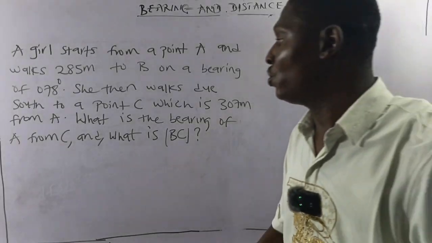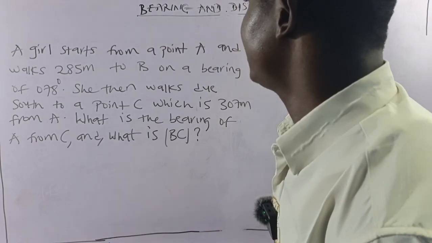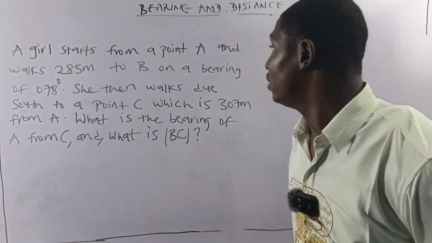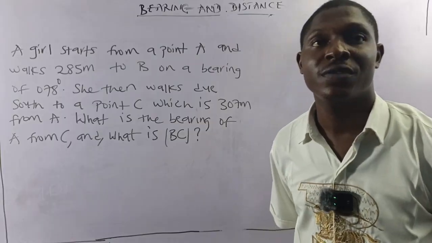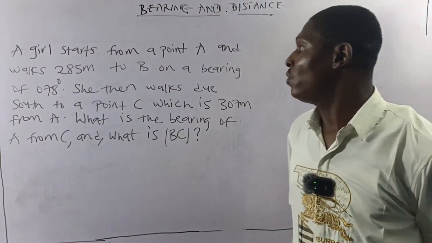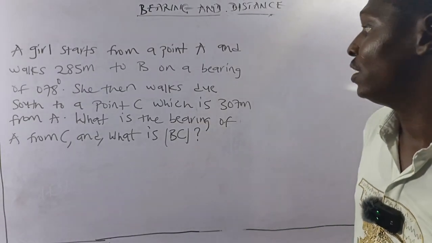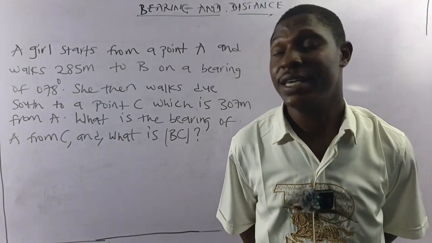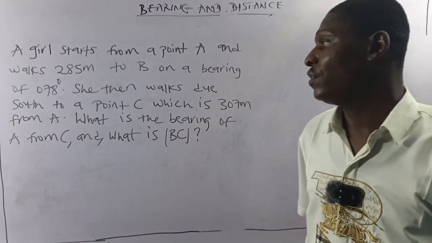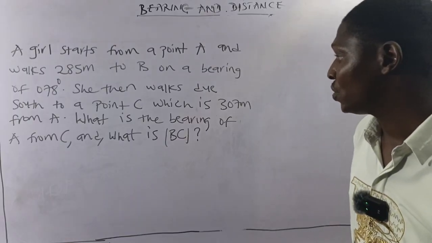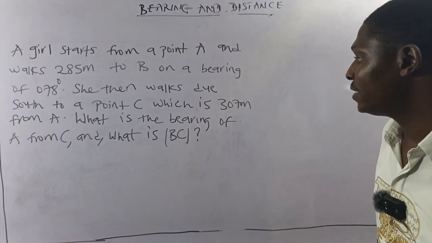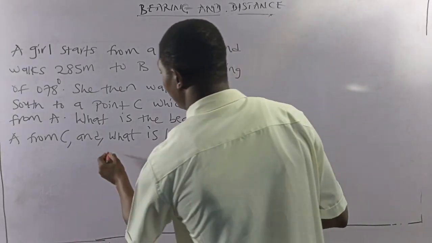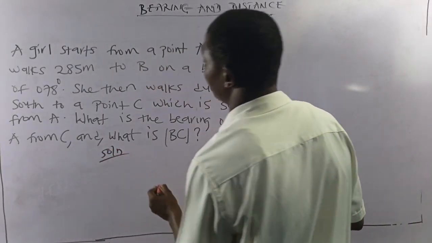So we have a question on the whiteboard. It says a girl starts from a point A and walks 285 meters to B on a bearing of 078 degrees. She then walks due south to a point C, which is 307 meters from A. What is the bearing of A from C? And what is BC? So how do we resolve this question? Let's try to get our diagram correctly.